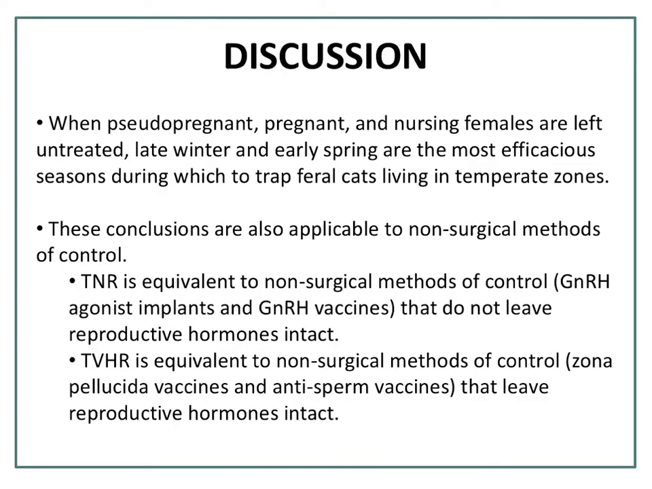So when pseudo-pregnant, pregnant, and nursing females are left untreated, late winter and early spring are the most efficacious seasons during which to trap feral cats living in temperate zones. And we recognize that right now we're at a conference where non-surgical methods of control are emphasized. And so we wanted to make sure everyone knew that trap neuter release is essentially equivalent to non-surgical methods of control that don't leave reproductive hormones intact, like GnRH agonist implants and GnRH vaccines.